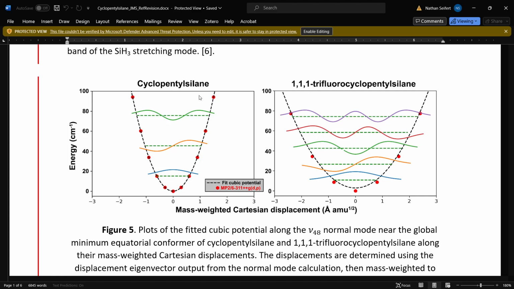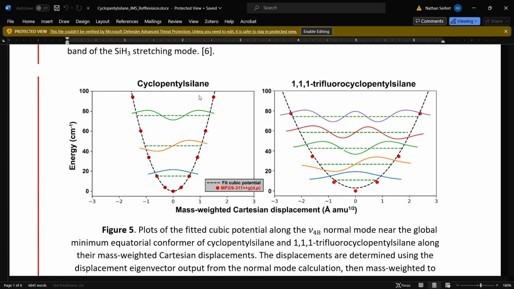And this trifluorinated one, as you can see, these are done on the same scale. They're plotted on the same x scale. The trifluorinated one is extremely, extremely shallow. In fact, it's probably quartic. It's very, very anharmonic.